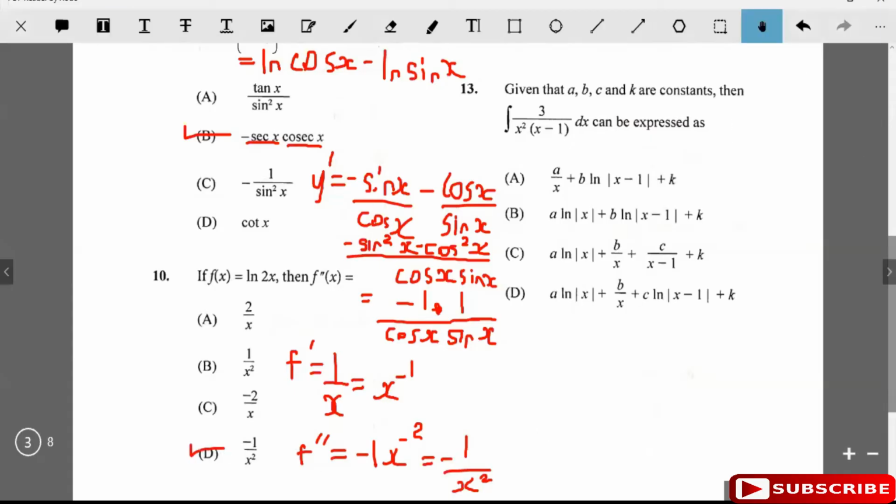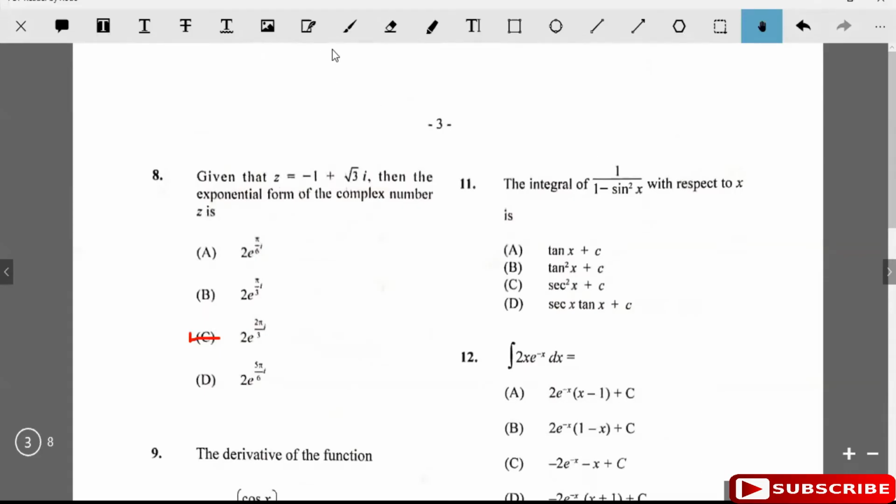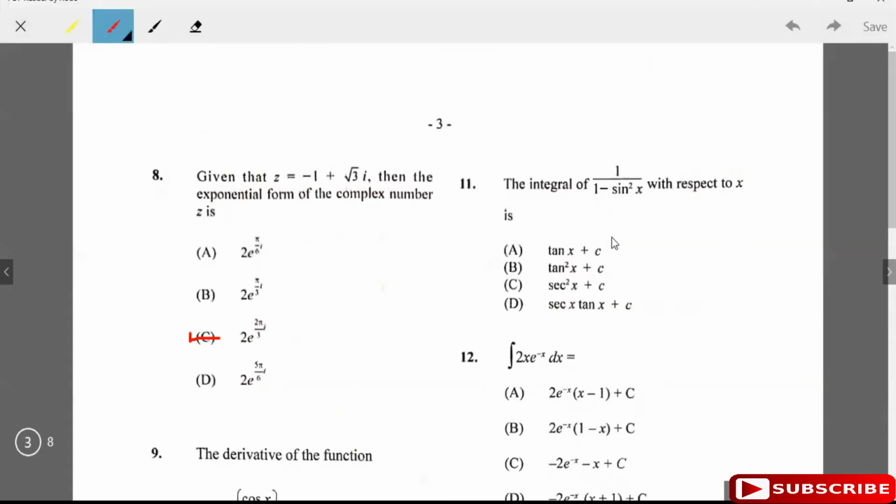Easy question. Question 11 is asking for the integral of 1 over 1 minus sine square x. That is just the integral of 1 over cos square x, and 1 over cos square is sec square. So we're really integrating sec square, and the integral of sec square x is tan x. That's option A. Easy question.